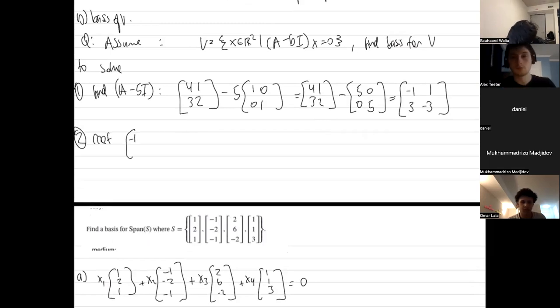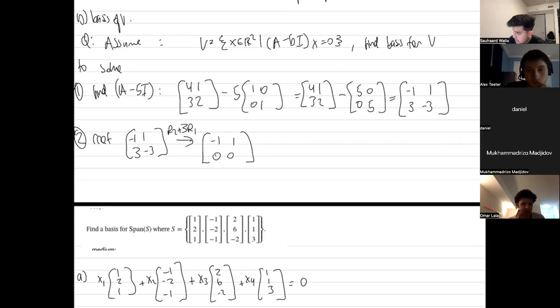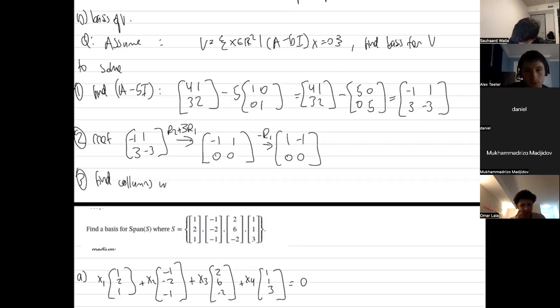So now we have 1 minus 1, 1 3 minus 3, and that is going to row reduce to, let's do R2 plus 3R1, and that is going to give you minus 1 1 0 0. And we can just do minus R1 to give you 1 minus 1 0 0. Which columns have leading ones? The first column. Therefore, what's our basis?